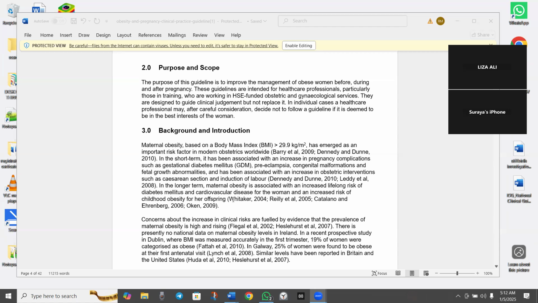And these are the long-term effects of maternal obesity. I'm talking about the patient herself: she can have cardiovascular risk factors, and she can have diabetes, type 2 diabetes. And she has an increased risk of childhood obesity in her offspring. Okay, these are the facts.